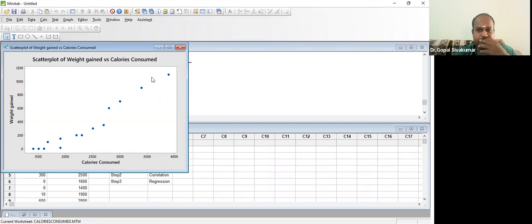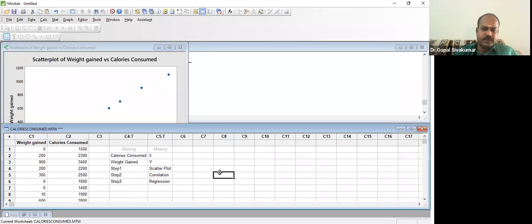So whether the relationship is positive or negative, how do you understand? Initially from the scatter diagram. The scatter diagram gives a clue. The relationship is positive, right? Let me type that also. Right? So what we understood right now is the relationship is positive.